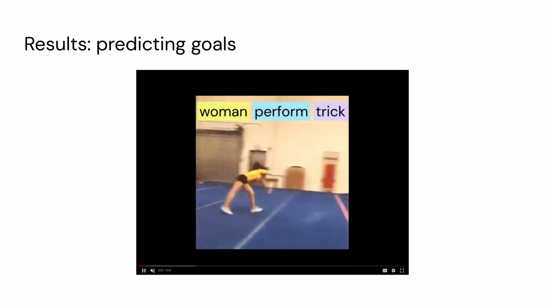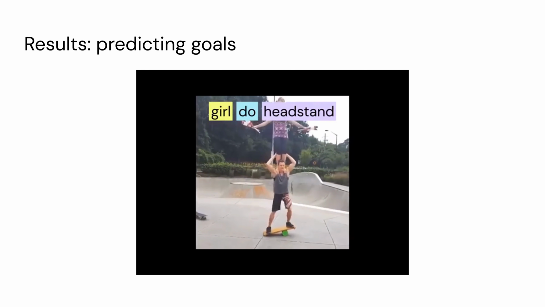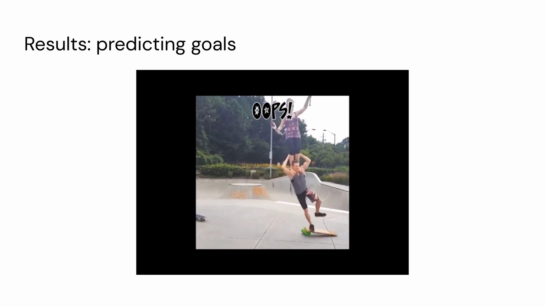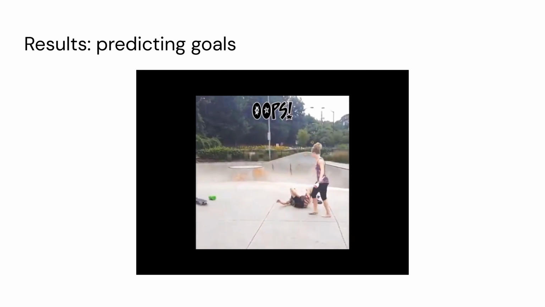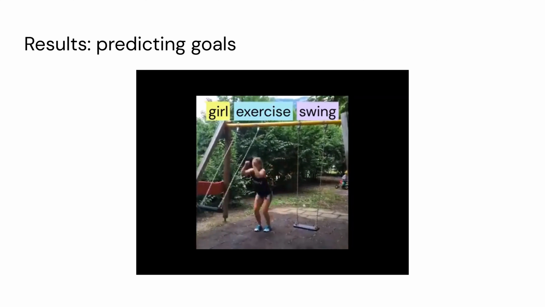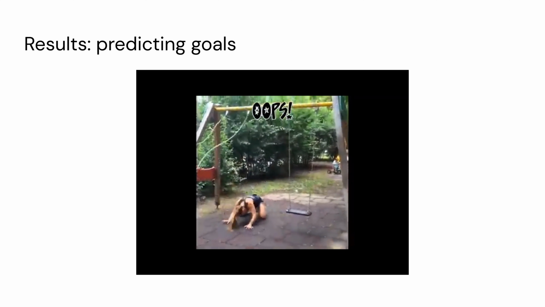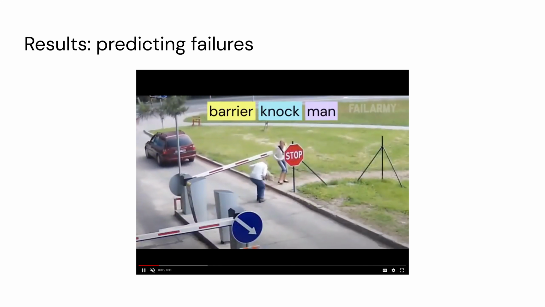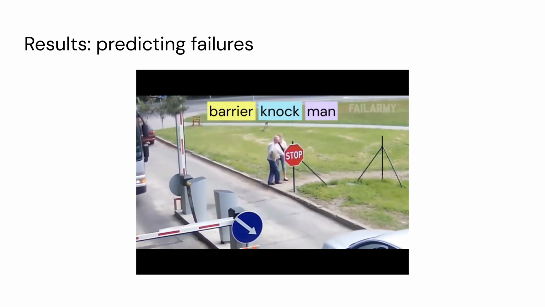We show some examples of predicted goals in video here. We can also run the same model on clips of unintentional action, where it instead predicts what went wrong.